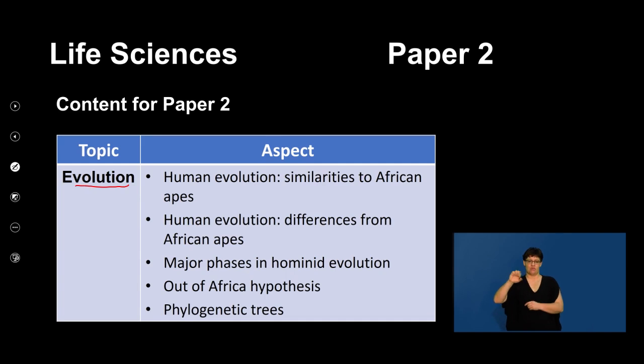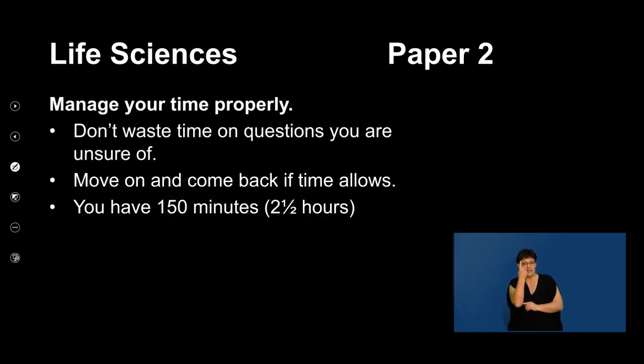We also need to divide that planning into how we prepare on human evolution, knowing that South Africa and Africa play a significant role in understanding the evolution of humans. We've got to compare humans to other African apes. We've got to look at the differences between humans and African apes. We've got to spend some time looking at major phases in hominid evolution. The two theories that are important would be the out of Africa hypothesis and the multi-regional hypothesis, which you need to understand and be able to differentiate. And then interpreting and understanding phylogenetic trees.